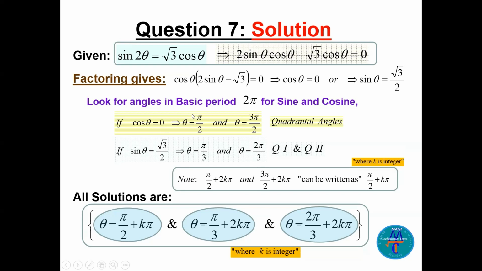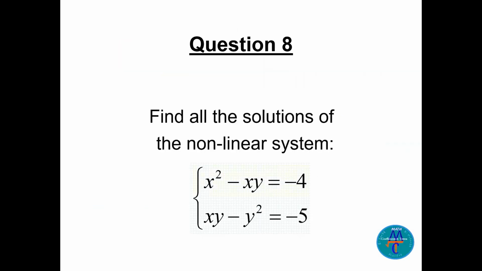Now there's a little note here: pi over 2 plus 2k pi, because the period for sine and cosine is 2 pi. So pi over 2 plus 2k pi and 3 pi over 2 plus 2k pi can be written as pi over 2 plus k pi. This is an easy way to write these two solutions together. Now, we need to find all the general solutions. It will be pi over 2 plus k pi, because I combined these two together, and pi over 3 plus 2k pi, and theta equals 2 pi over 3 plus 2k pi, where k is an integer.